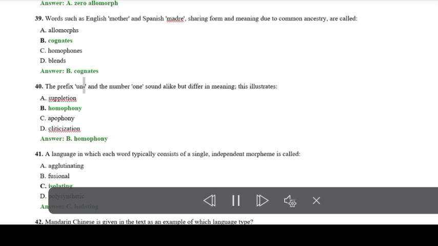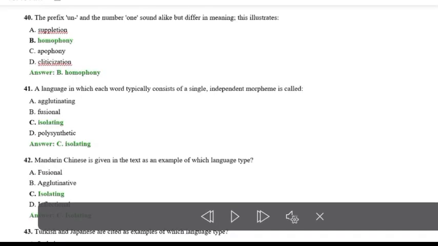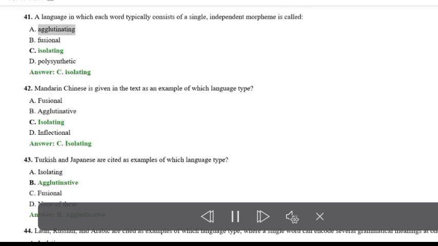40. The prefix un- and the number 1 sound alike but differ in meaning. This illustrates A. Suppletion. B. Homophony. C. Apophony. D. Eclecticization. Answer: B. Homophony. 41. A language in which each word typically consists of a single, independent morpheme is called A. Agglutinating. B. Fusional. C. Isolating. D. Polysynthetic. Answer: C. Isolating.